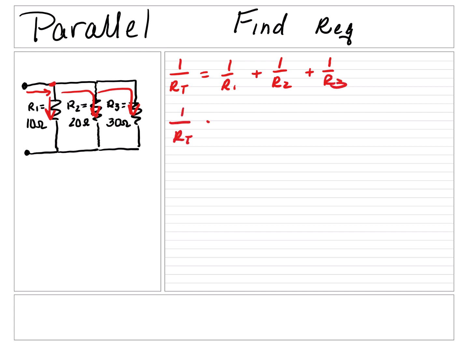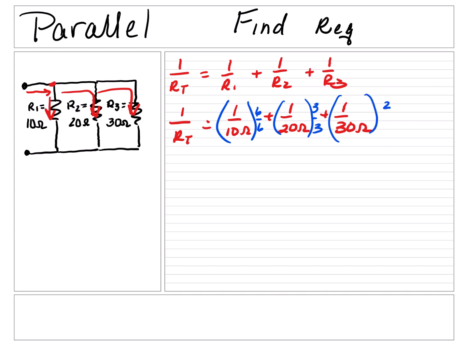So 1 over RT is equal to 1 over 10 ohms plus 1 over 20 ohms plus 1 over 30 ohms. So in order to add fractions again, we must have like denominators. So the common denominator between 10, 20, and 30 is 60. So to make the common denominator 60, I need to multiply the first resistor by 6 over 6, the second resistor by 3 over 3, and the last resistor by 2 over 2.